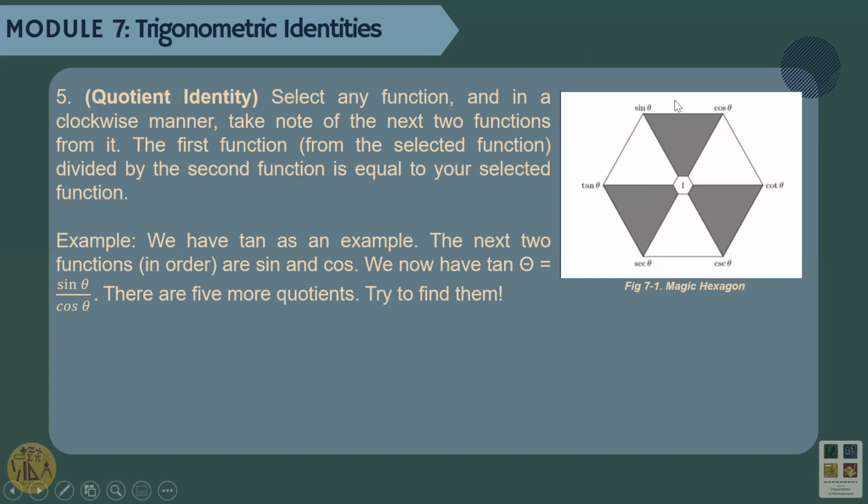This can be observed with the other 5 quotients, and you can find them by simply counting. For example, sine theta will give you cosine theta divided by cotangent theta, and cosine theta is cotangent theta divided by cosecant theta, and so on.